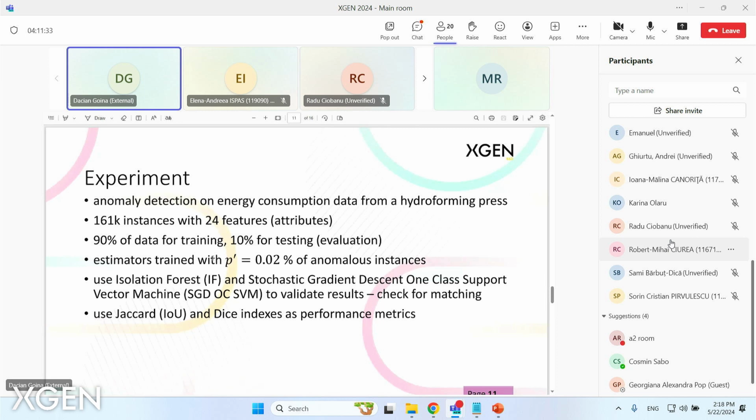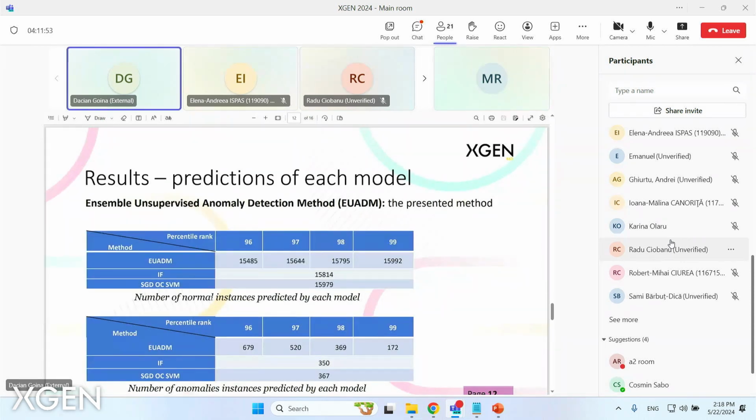And because this matching logic is related to the intersection of the sets, each model makes the prediction and we check the values for the matching. The performance metrics are the Jacquard and Dice indexes. Okay, further, this is the name of the proposed model. I will refer to it further, okay?